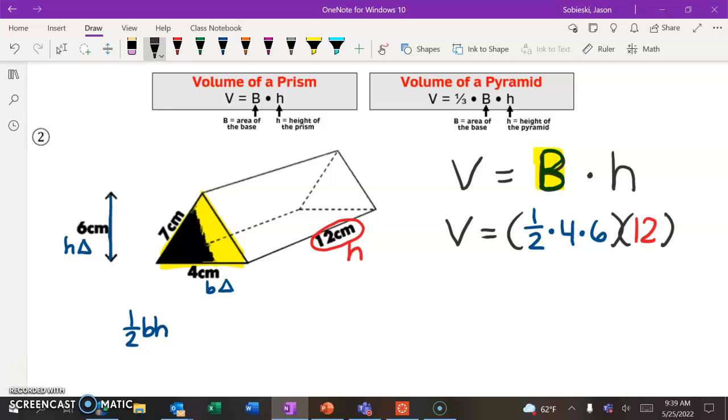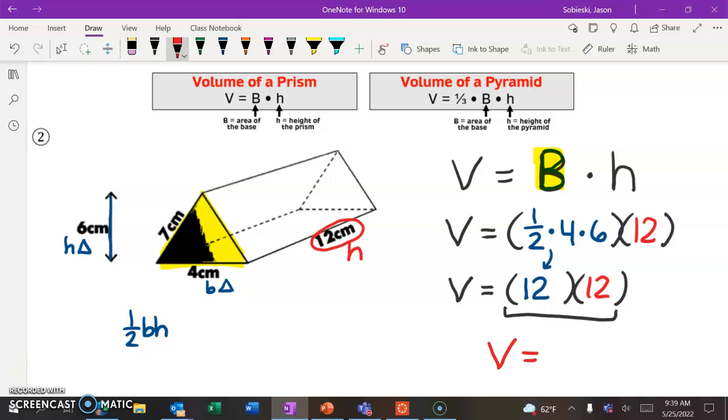All right, so we've done the hard part. We've filled out our formula with our substitutions. Now we just have to simplify and calculate our final answer. In blue, the area of the triangle simplifies to 12, and the height of the prism is still 12. So now we just have to calculate 12 times 12, which gives us a volume of 144. And again, our units are centimeters, and since it's volume, it's centimeters to the third, centimeters cubed, because there are 3 dimensions when we calculate volume.